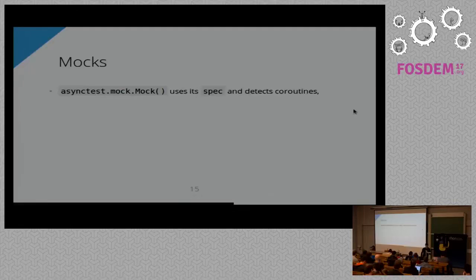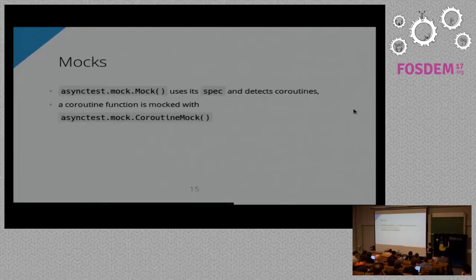As I said, it uses the spec of the object you want to mock, so it detects coroutines and it's fine. Coroutine functions are actually mocked using an object class called CoroutineMock, which will work correctly if you try isinstance of a coroutine, or use the helper function iscoroutine, or also with the inspect module, so it will actually work almost as expected all the time.